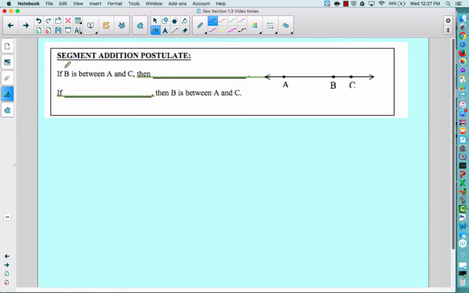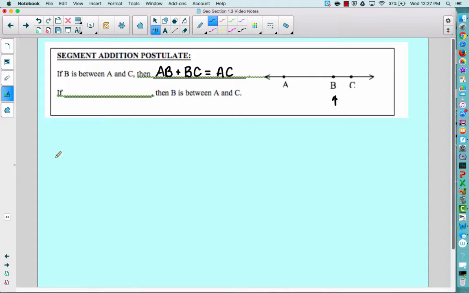All right, so we're going to learn our first theorem. Our first theorem is called the segment addition postulate. The segment addition postulate says that if you have a segment, so here's some segments, it's also a line, but we know that segments are on lines, and B is between A and C, so it's somewhere in between. It doesn't necessarily mean it's in the middle. If B is in between A and C, then AB plus BC is equal to AC. So the distance from A to B plus the distance from B to C is equal to the whole distance.